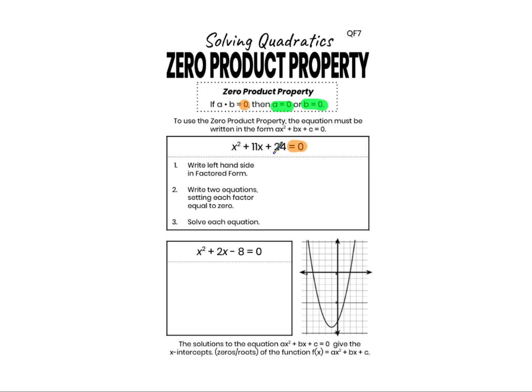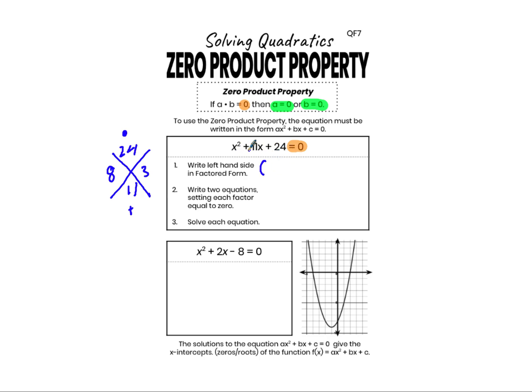Writing this left-hand side in factored form is just what we did in our polynomial unit, looking for the factors that multiply together to give us x squared plus 11x plus 24. In order to do that, we need to find those two numbers that multiply to 24 and add to 11. Many of you can find those two numbers without the diamond at this point, and that's fine. But if you find the diamond helpful, awesome. The two numbers that multiply to 24 and add to 11 are, yes, 8 and 3. So 8 times 3 is 24, and 8 plus 3 is in fact 11.